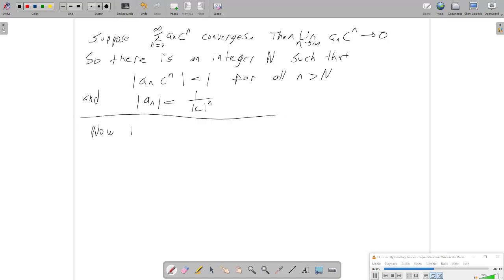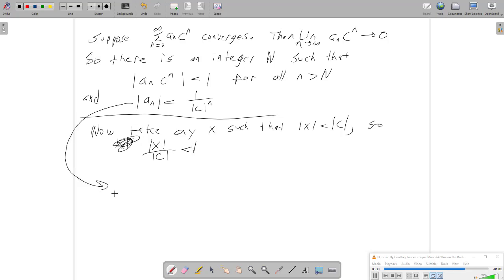Now take any x such that the absolute value of x is less than c in absolute value. Now remember, what we're trying to show is that it has to converge at any x that does this. Any x that has a smaller absolute value than c, that's closer to 0 than c. So we know the absolute value of x over the absolute value of c is less than 1.